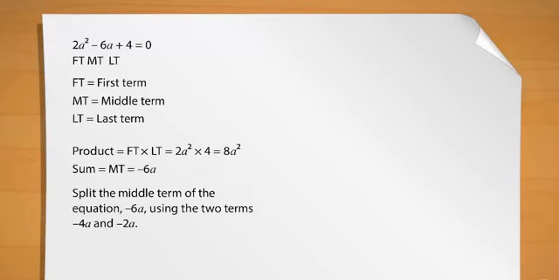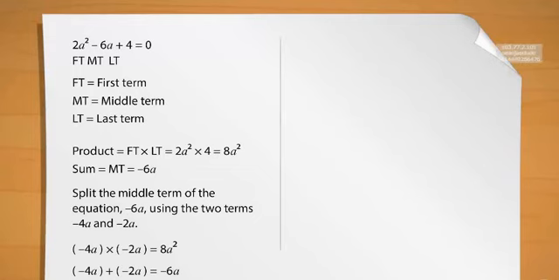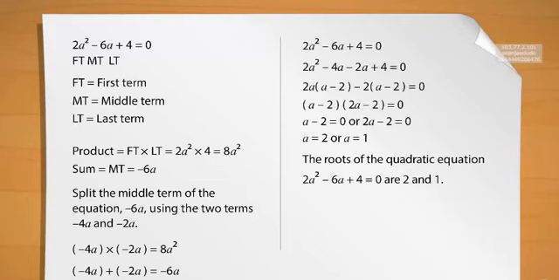We need to split the middle term, minus 6a, into two terms whose product is 8a square and the sum is minus 6a. We see that if we split minus 6a into minus 4a and minus 2a, both these conditions are met. We see that when we split the middle term of the quadratic equation and solve it, we get two solutions for x. These two solutions, 2 and 1, are the two roots of the quadratic equation.